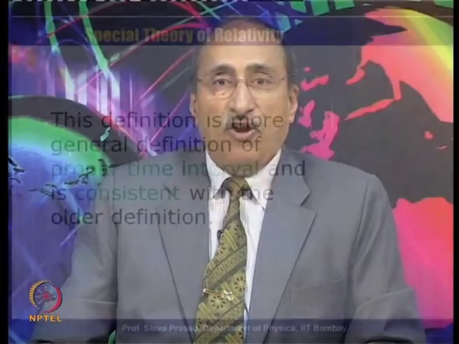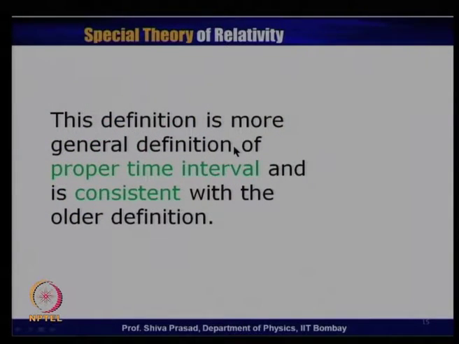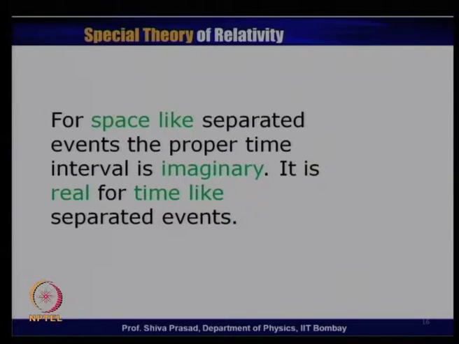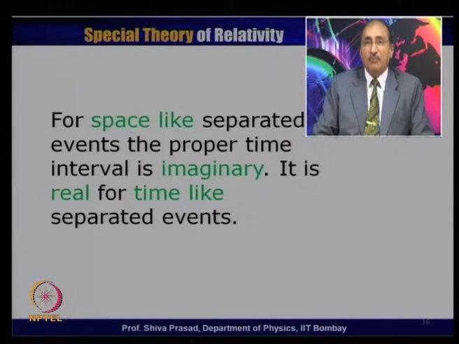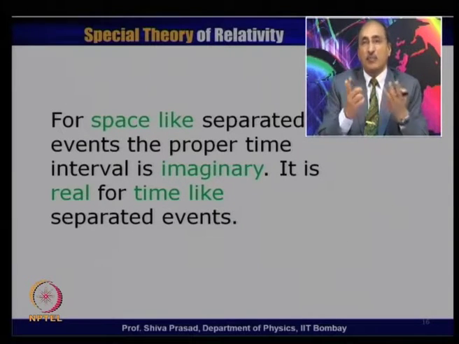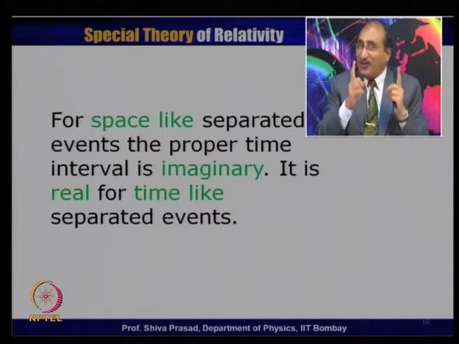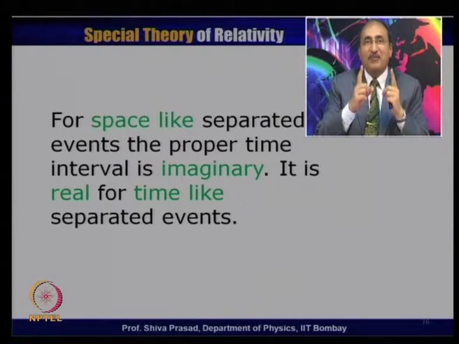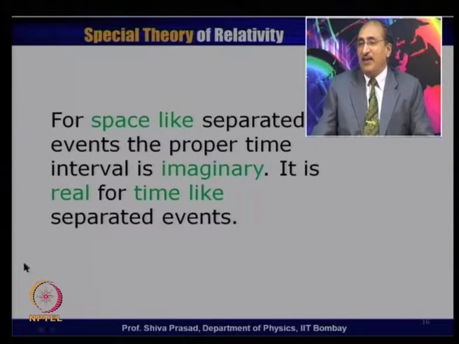So let's summarize whatever we have said. The definition of proper time interval that we have given is a more general definition and is consistent with the older definition. For space-like separated events, the proper time interval is imaginary, because it is not possible to find a frame in which these two events occur exactly at the same position. But still we can find a proper time interval, which turns out to be imaginary, while it is going to be real for time-like separated events.